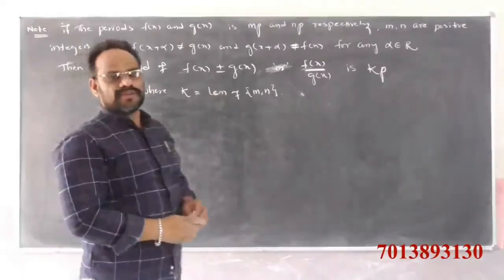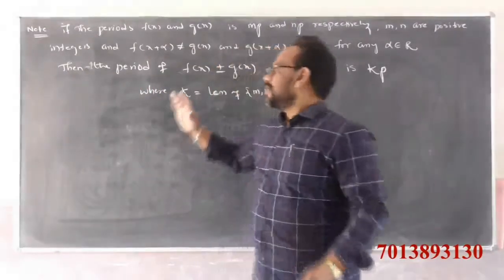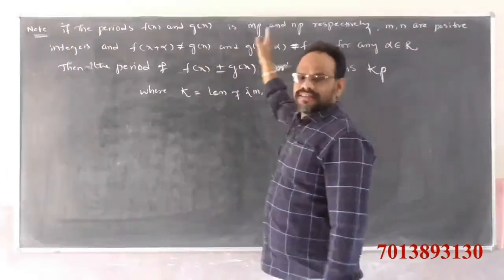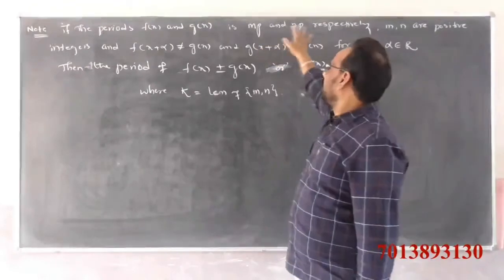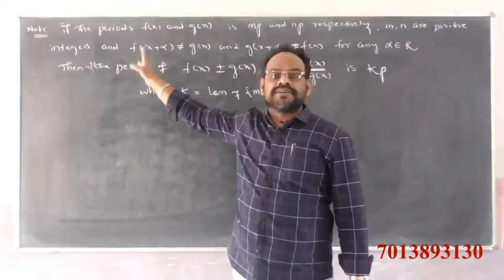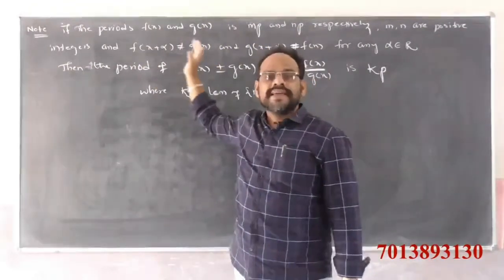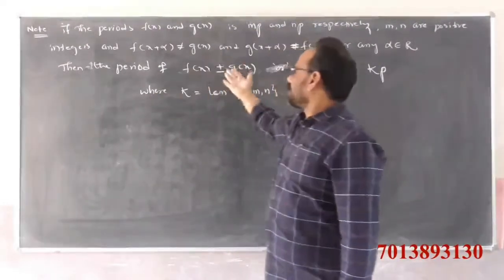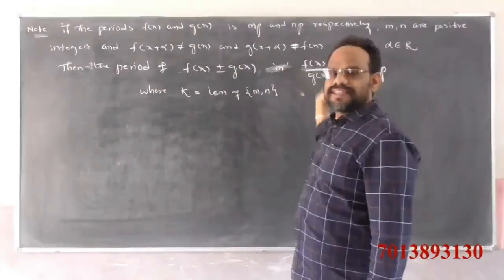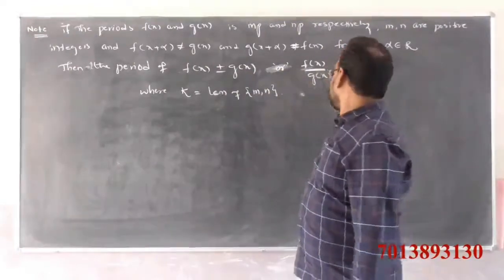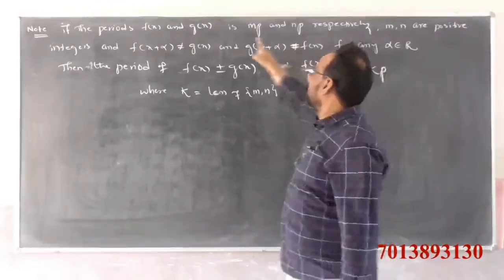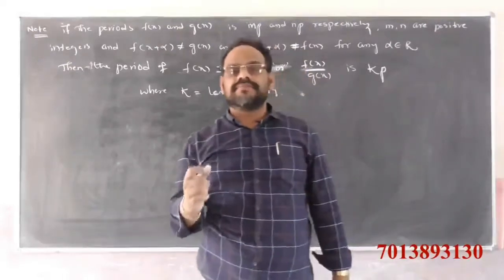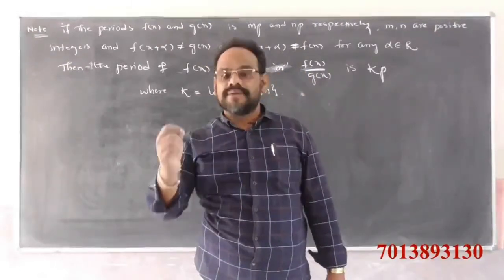Very important point. Observe here. If the periods of the two functions are given, that is mp and np, what is the period of the function f of x plus or minus g of x, or f of x by g of x? It is clearly kt, where k is the LCM, the least common multiple, of m and n.